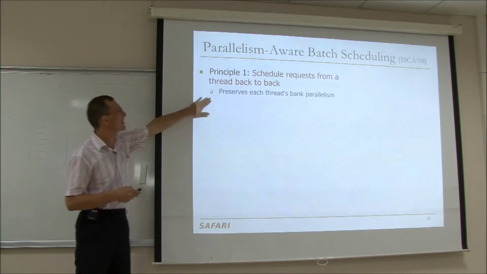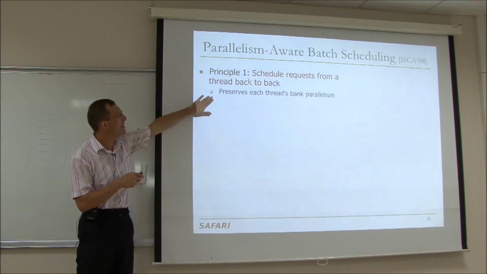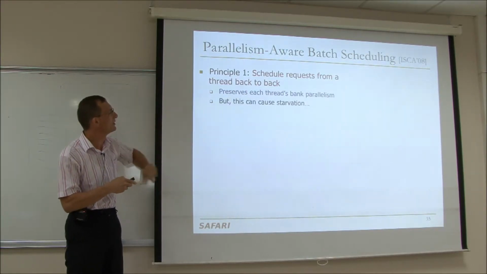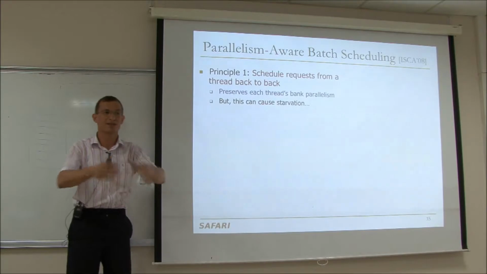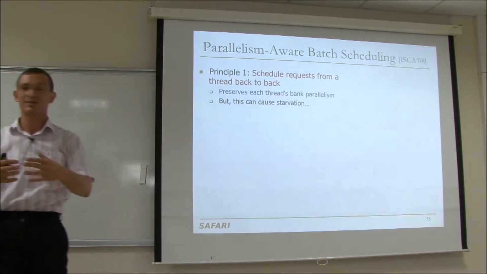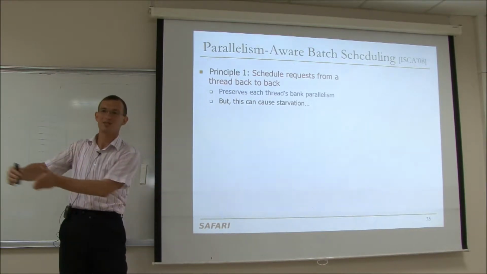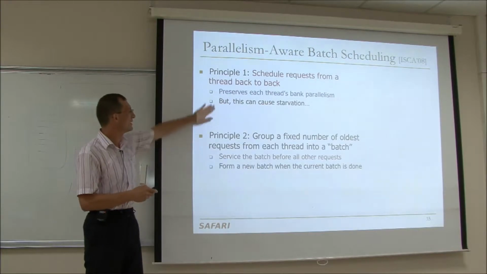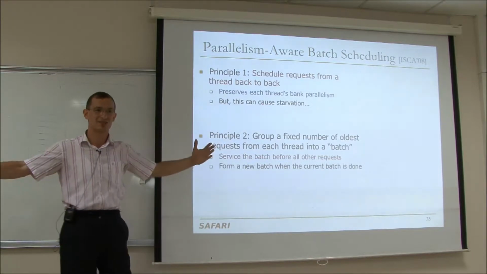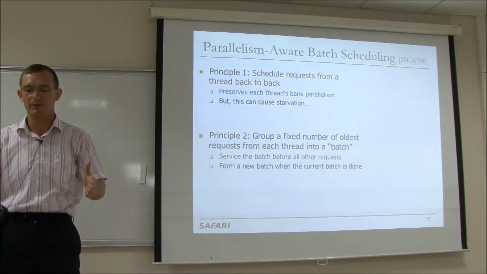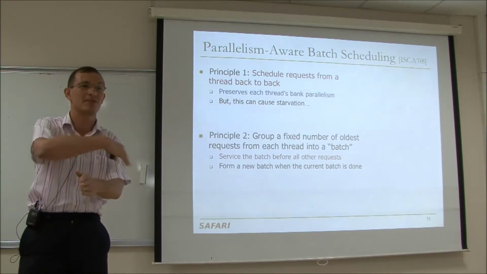Basically, there are two key principles to do that. You schedule requests from a thread back-to-back to a bank. This preserves each thread's bank parallelism. But this can actually cause starvation, as we will see later in a little bit more detail, because when you schedule a thread's requests back-to-back to the same bank, it might be that that thread generates more requests, right? And if you keep doing that, you will be servicing only that thread for a long time. So the second principle is to group a fixed number of oldest requests from each thread into a batch. So basically, the memory controller looks at its queue and groups a bunch of requests into a batch, saying that I'm going to service these requests first, and I'm not going to consider anything that comes afterwards.